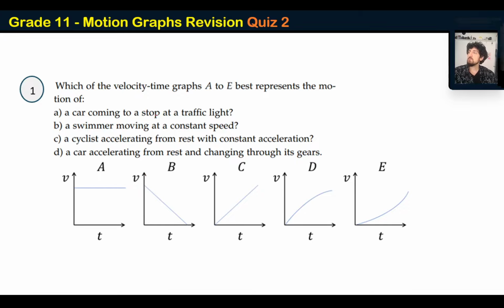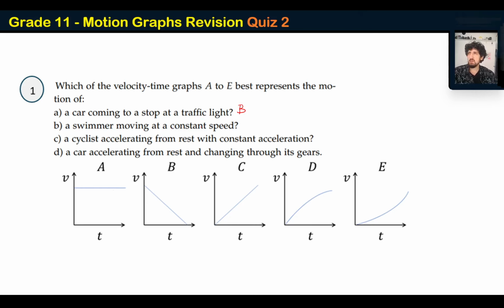A car coming to a stop after a traffic light. So in this case, we have to look for the car where the velocity changes to 0. So where does the velocity change to 0? That velocity is constant. That velocity is not changing. This one here does come down to 0, so that's the one. It's B. All right, so a car coming to a stop at a traffic light, that's going to be B, because the velocity comes down to 0. Now let's look at the next one.